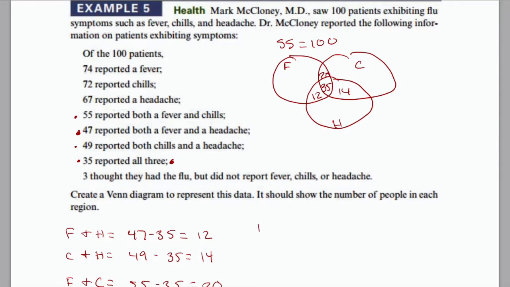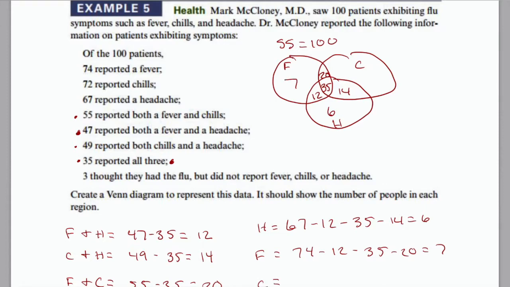And now to get headaches, I'm going to get 67. Those are the ones reported, but I'm going to subtract all the others we already had. So minus 14, minus 12, minus 35, that's going to give me 6 for the headache. For the fever, it's going to be 74 minus 12 minus 35 minus 20 equals 7 for fever.